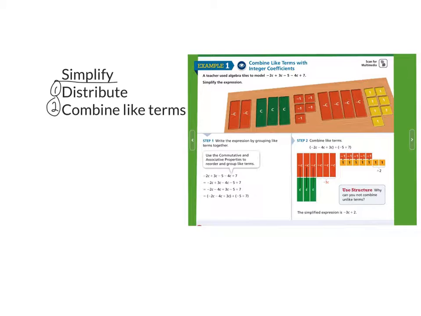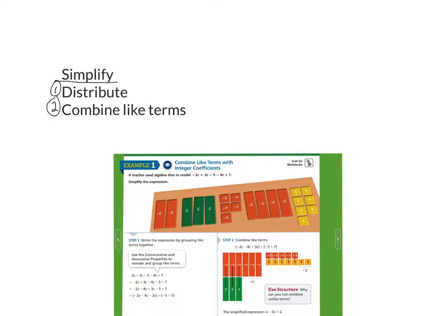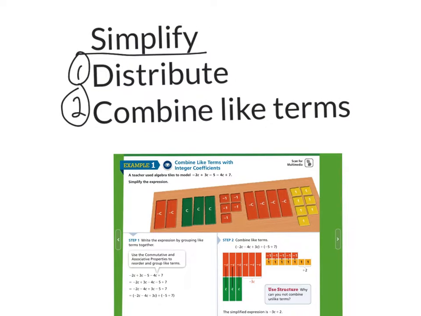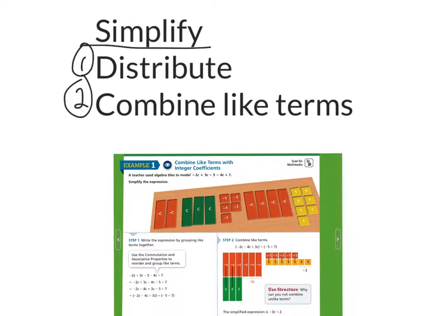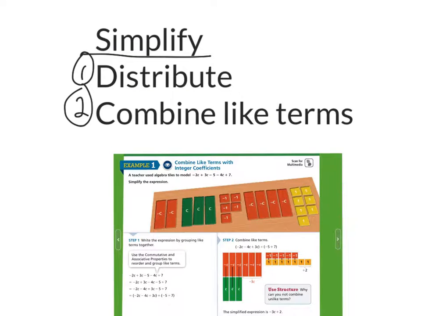So before we look at example 1, simplifying, we already actually talked about this in the last lesson. We're going to look to distributive property and then combine like terms. Those are going to be the first 2 things that we're going to be trying to do. So when it says simplify the expression, those are the steps. First looking to distribute if we can, and then looking to combine like terms if we can. At that point, then it will be simplified.